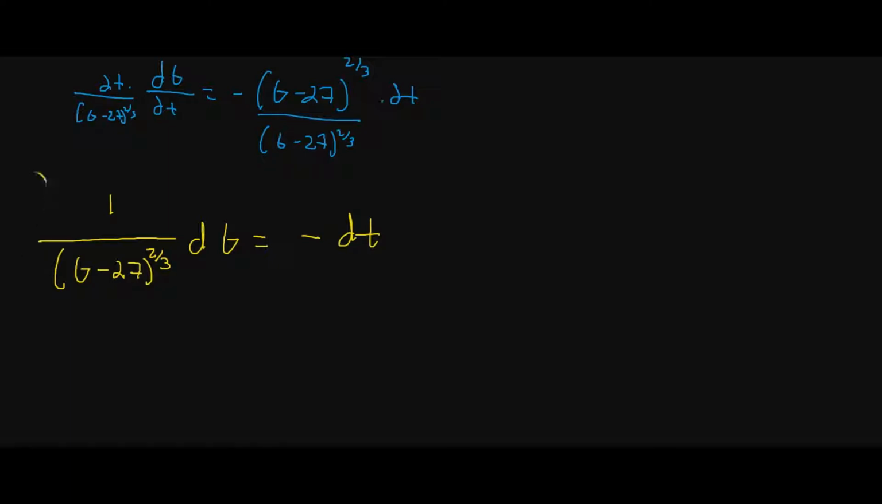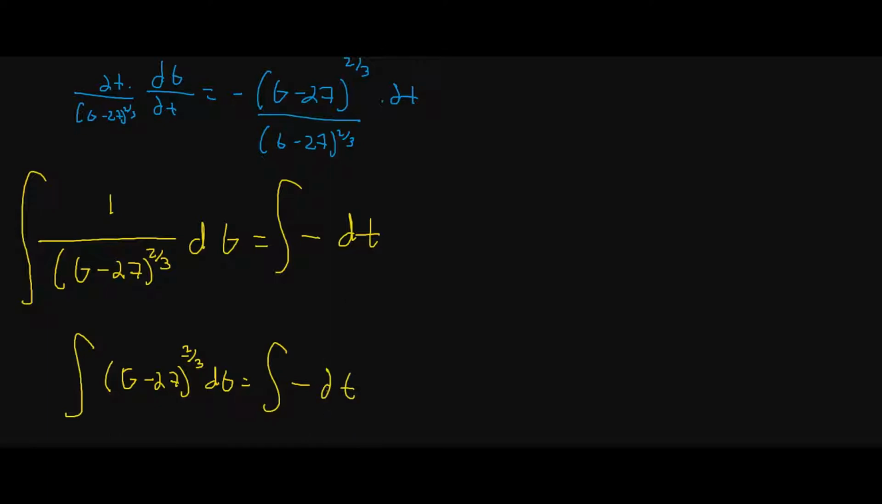Let's take the antiderivative now. Before I take the antiderivative, notice that I do have a power on the exponent of our denominator. So this can be rewritten, different than the ones we've done before, as (g minus 27) raised to the negative 2/3 dg is equal to the antiderivative of negative dt. This is really like a negative 1, if you want to think about it. It might be helpful to write that down.